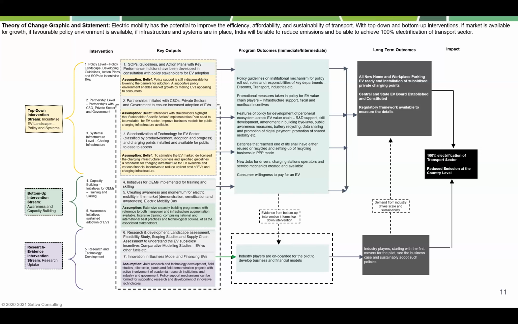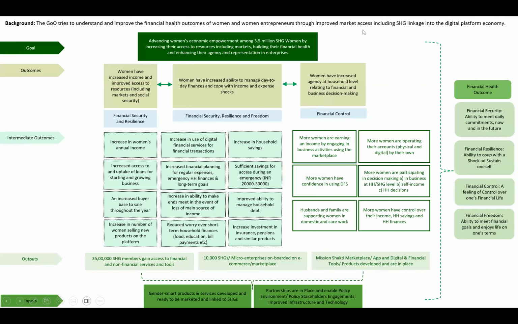Okay. So, as I mentioned, I'm walking backward in a sense when I'm explaining, because I started talking on the whole intervention side of it, as I already have the impact level indicators available. The same thing you will find in my next slide. See, what I mentioned, the goal is all about: I really want to understand and improve the financial health outcome of women and try to provide them access to market, including the digital platform economy.